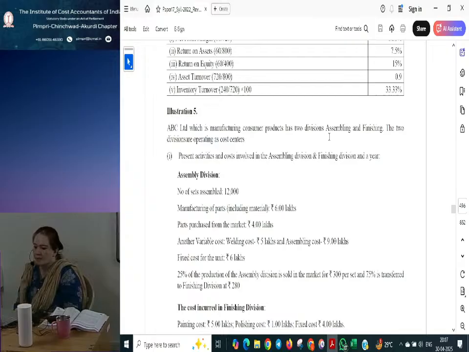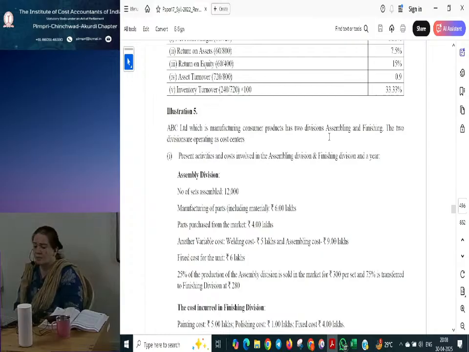ABC Limited, which is manufacturing consumer products, has two divisions. One is assembling, another one is finishing. So it is like process costing. It goes from assembling, then the finishing stage, and the final product is produced. The two divisions operate as cost centers. Present the activities and costs involved in the assembling division and finishing division in a year.